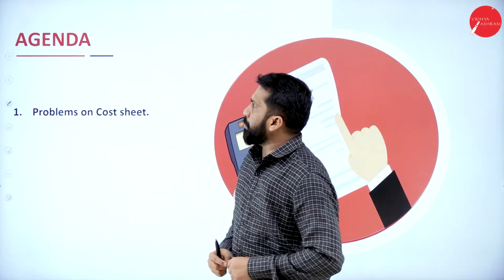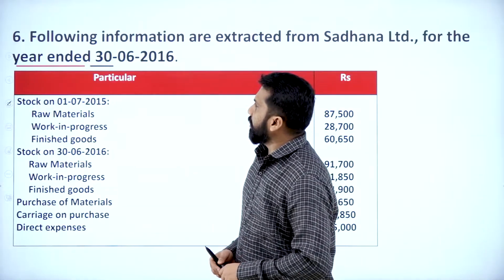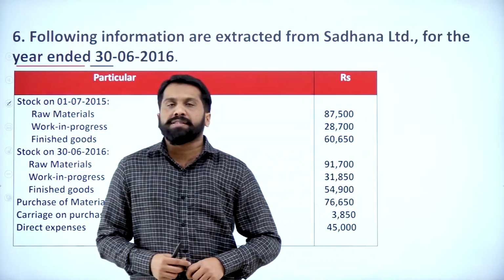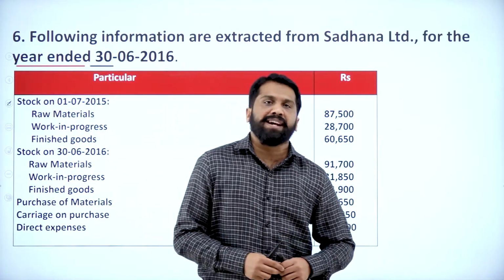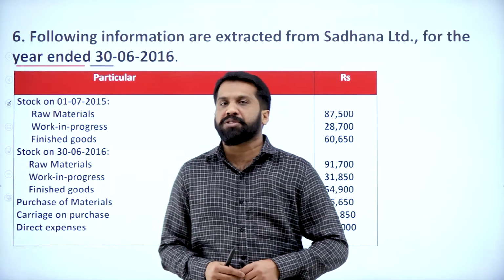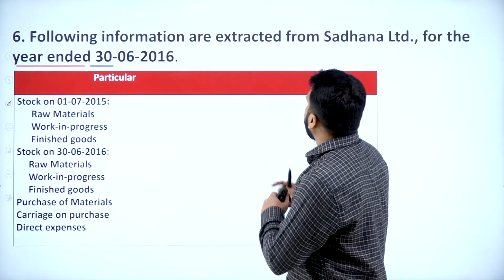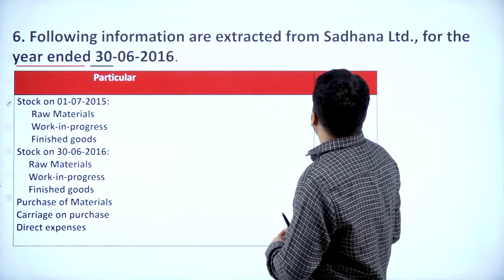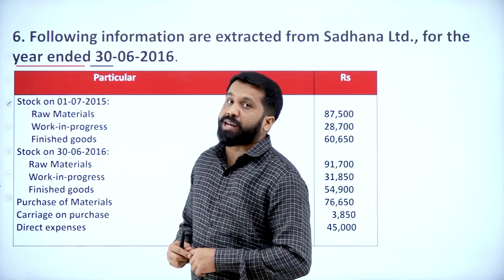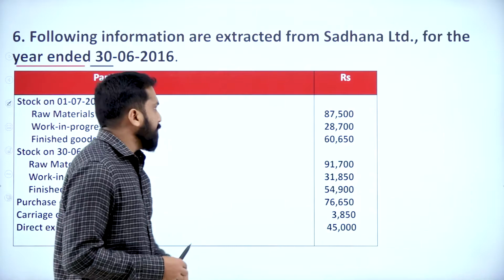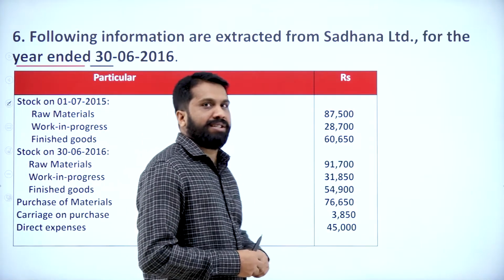Your agenda is very simple: problems on cost sheet. Now, this is your problem number 6. Almost we completed 5 problems on cost sheet. Now we are in problem number 6 of your cost sheet. As per this, the following information is extracted from Sadhana Limited for the year ended 30th June 2016. These are the particulars as well as rupees.